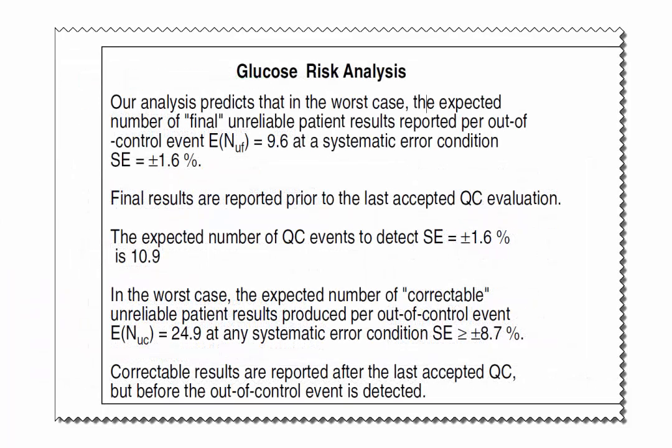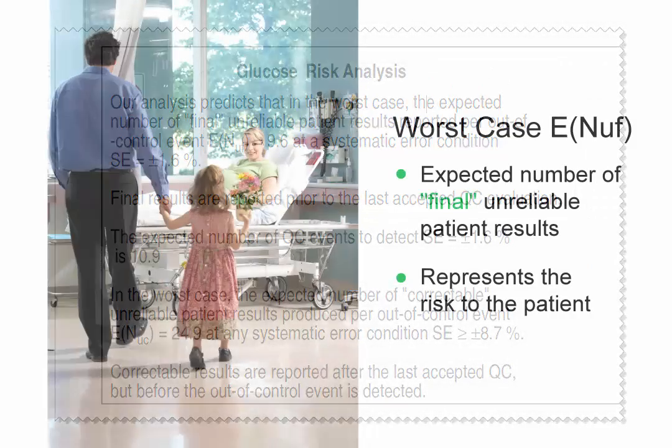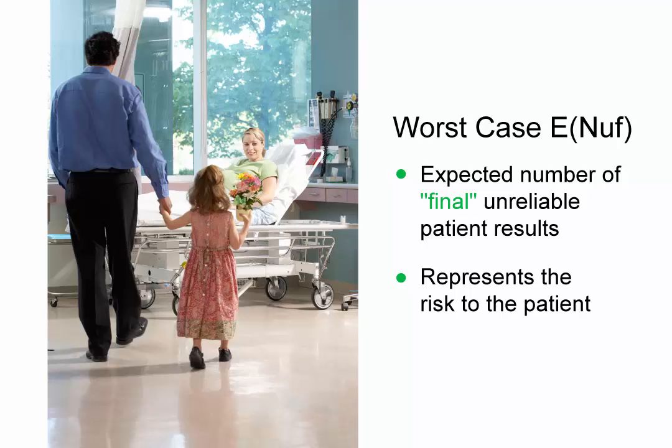Again, let's zoom in. This area provides our analysis regarding the worst case. We're interested in the worst case because it is the expected number of final unreliable patient results. We say final because it is unlikely that a laboratory would correct these results. Therefore, this directly influences the risk to the patient. We're interested in the worst case because any other case is predicted to produce fewer unreliable results.